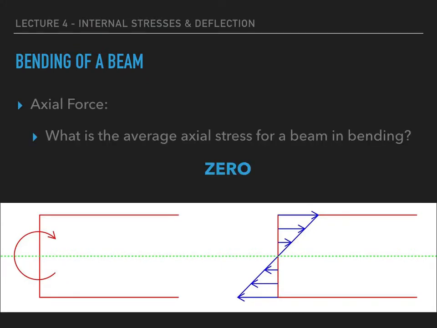So that begs the question, if you look at the whole cross section, what's the average axial stress across the beam that's in bending? Answer is 0 because the compression and tension cancel each other out 100%. So if you look at the whole cross section, the axial stress averages 0.